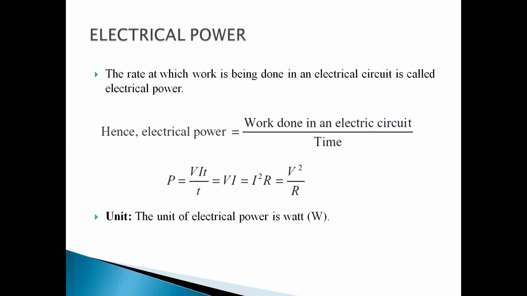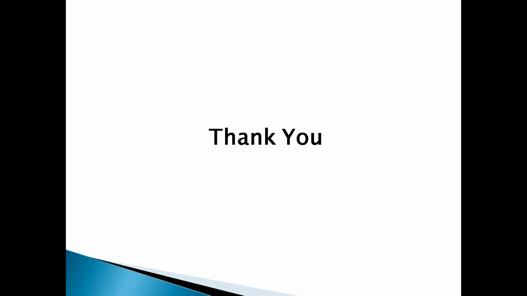Next one is electrical power. So what is electrical power? The rate at which work is being done in an electrical circuit is called electric power. Hence, electric power is equal to work done in an electric circuit divided by time, or P equals V square upon R. The unit of electrical power is watt.